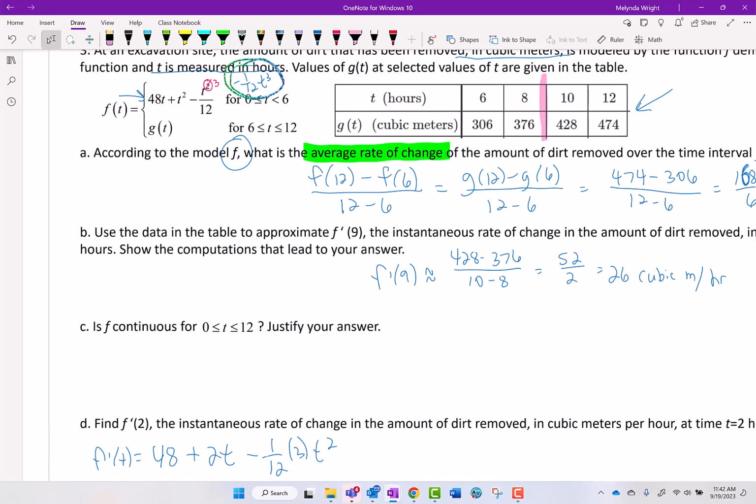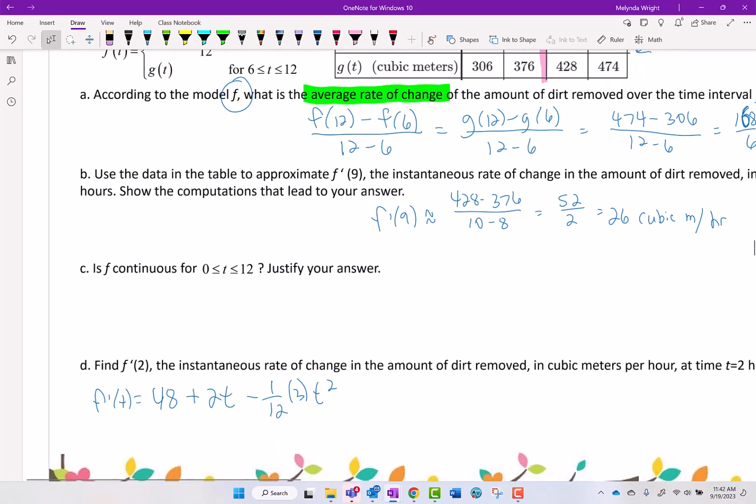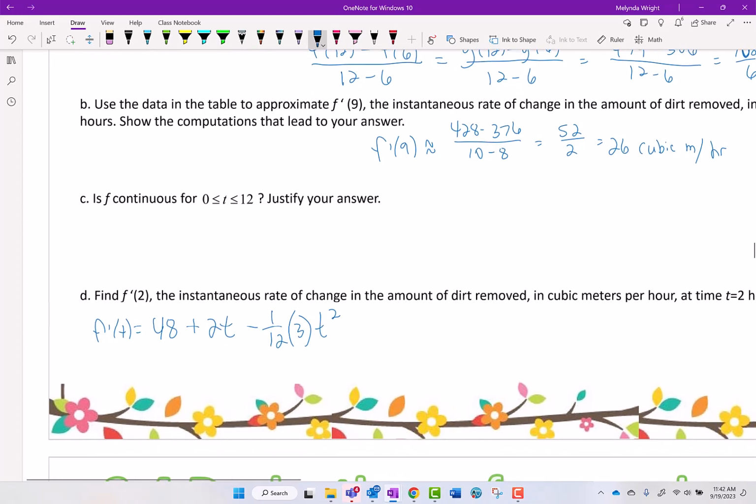What's that? This is just times 3 times t squared. All right, and this works for 0 to 6. That's where that works for. Well, all the way up to 6, not including 6.